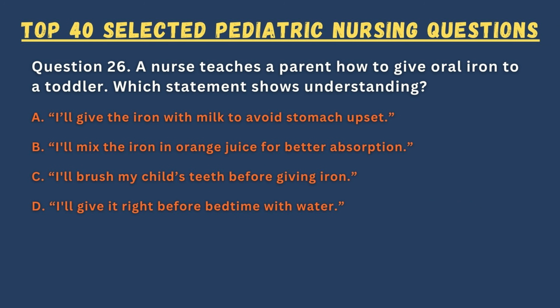Question 26. A nurse teaches a parent how to give oral iron to a toddler. Which statement shows understanding? A. I'll give the iron with milk to avoid stomach upset. B. I'll mix the iron in orange juice for better absorption. C. I'll brush my child's teeth before giving iron. D. I'll give it right before bedtime with water.